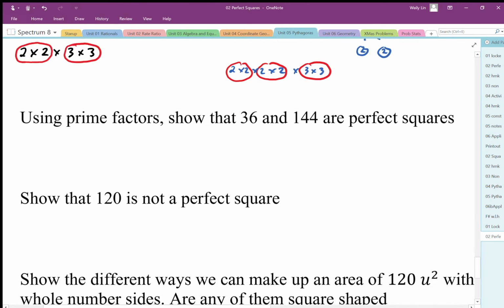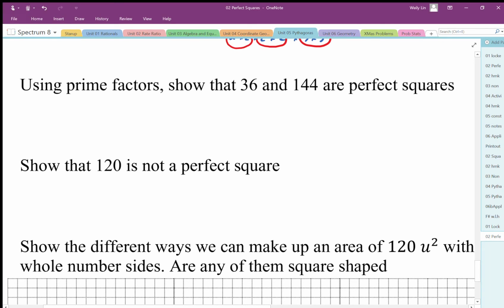So we can also show that 120 is not a perfect square by the same property. Let's prime factorize 120 here. Okay, so I end up with 3, 15, 15 does not divide by 2, 15 divides by 3 and 5. So I can show that 120 is equal to 2 times 2 times 2 times 3 times 5.